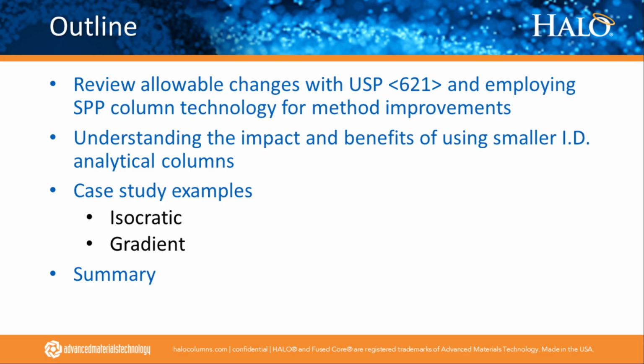I'll start with a brief outline of my presentation. I'll review the allowable changes with USP Chapter 621 and employing SPP column technology for method improvements. Then we'll go into understanding the impact and benefits of using smaller ID analytical columns. From there, we'll talk about case study examples using both isocratic and gradient conditions. And then we'll wrap up with a summary, and there'll be time for Q&A.